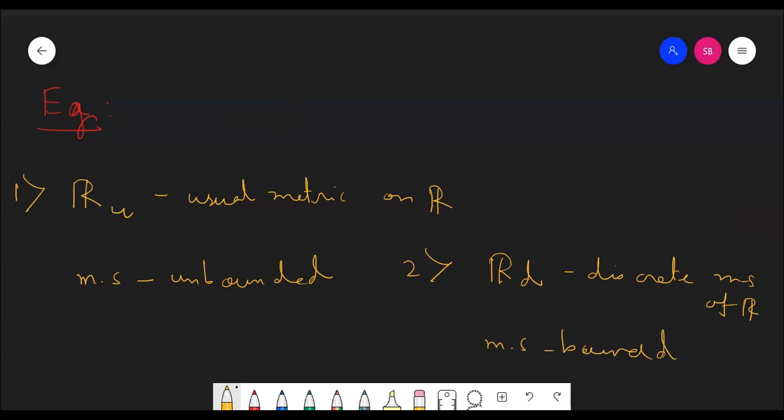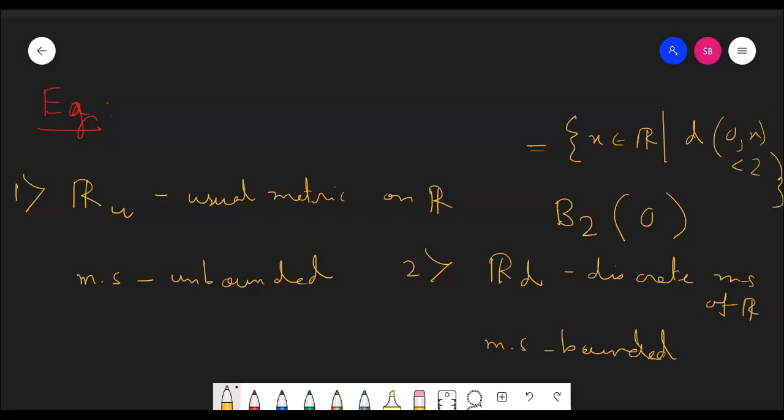Why is this bounded? Just take anything like this: the set of all points x in R such that d of 0 comma x is less than 2. Now d of 0 comma x is either 0 or 1. So this is the discrete metric, which gives the distance 0 if the points are equal, and if the points are not equal, for two different points, it gives the distance 1. So now it is less than 2 for any x, right? So this set is actually equal to R. Thus this set is bounded. This metric space is bounded.